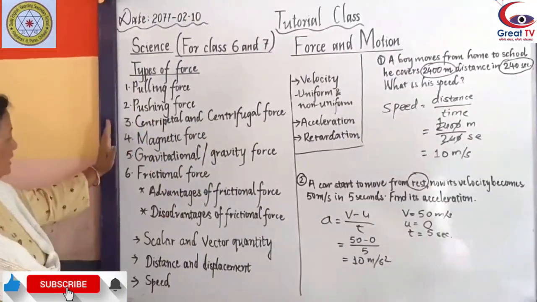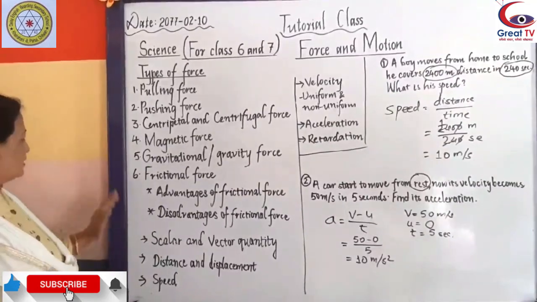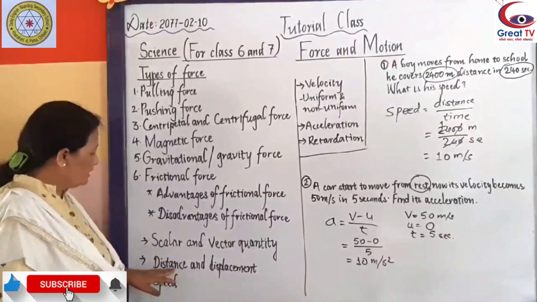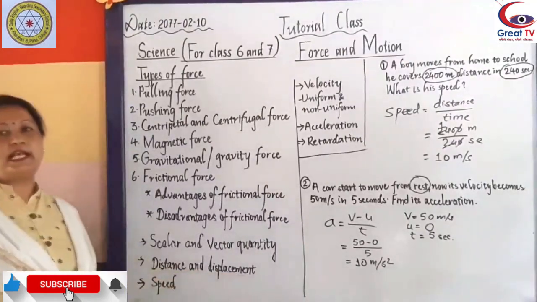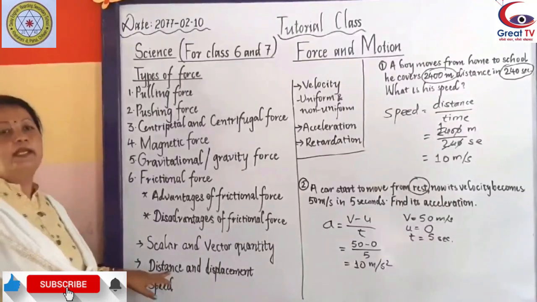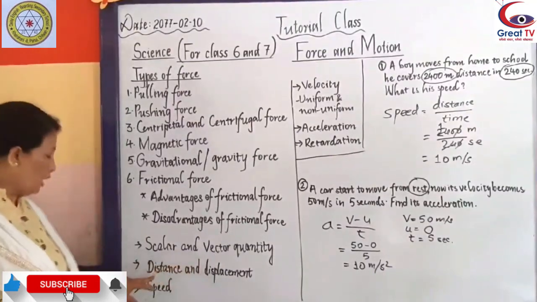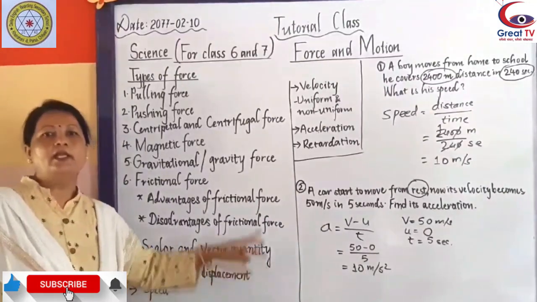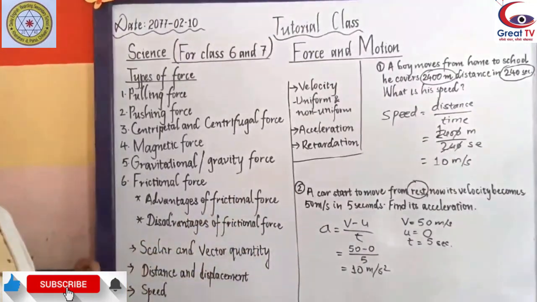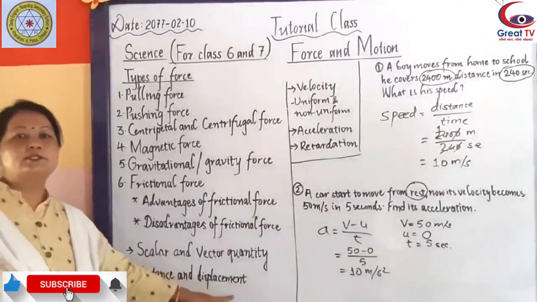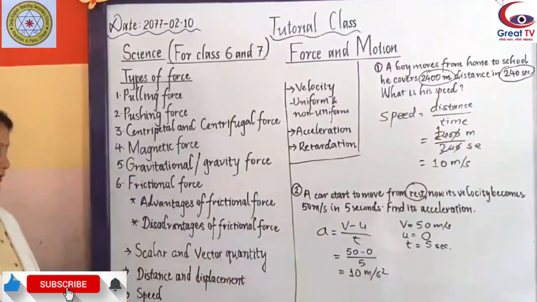Now we can find many more questions from here. For example, the difference between distance and displacement. The path traveled by a body in any direction is called distance. The shortest distance traveled by a body in a fixed direction is called displacement. Distance is a scalar quantity, displacement is a vector quantity.